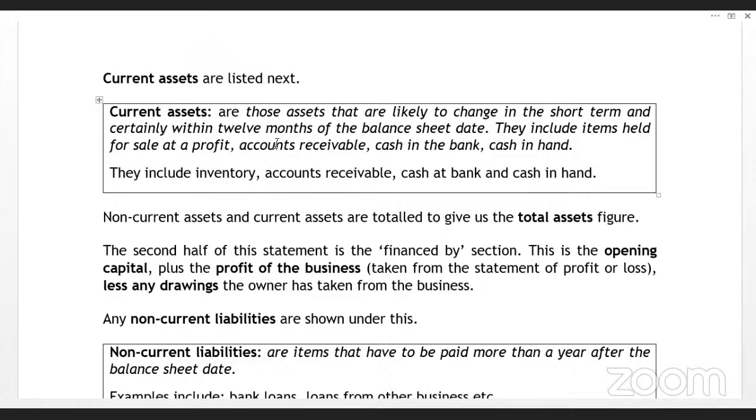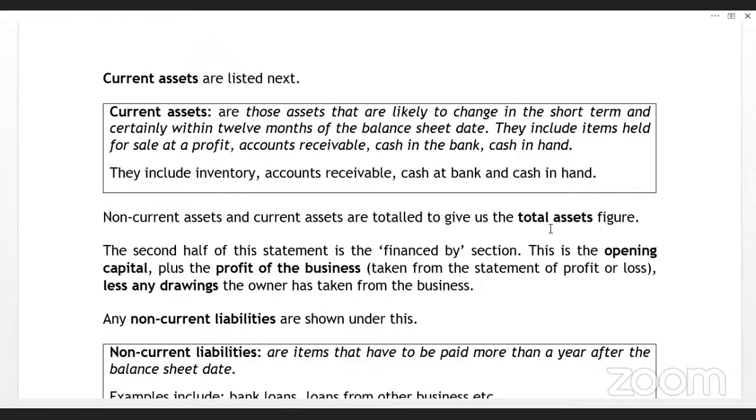Examples include the inventories, those goods that are held for sale at the end of the accounting period, the accounts receivable, the cash at bank, the cash in hand. Those are the current assets. So when we add the non-current assets to the current assets, we get the total, which is known as our total assets figure.